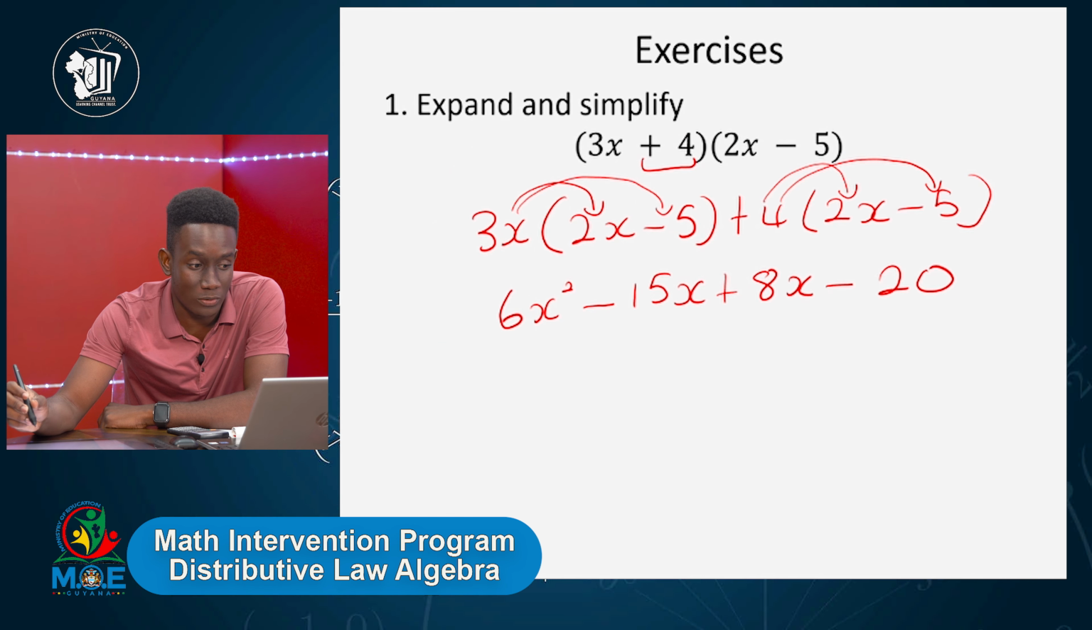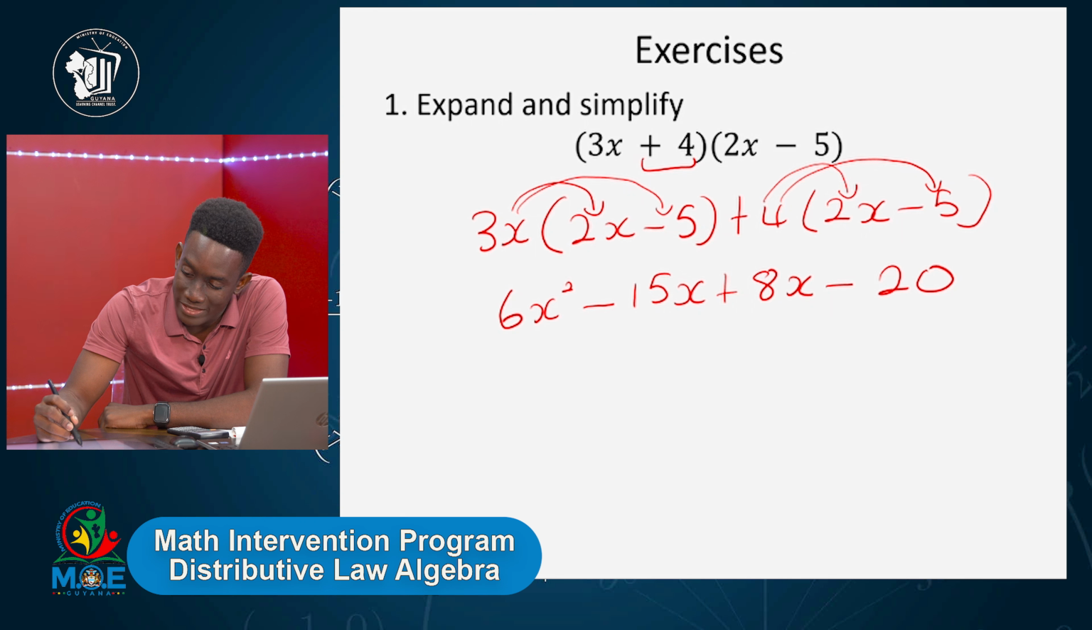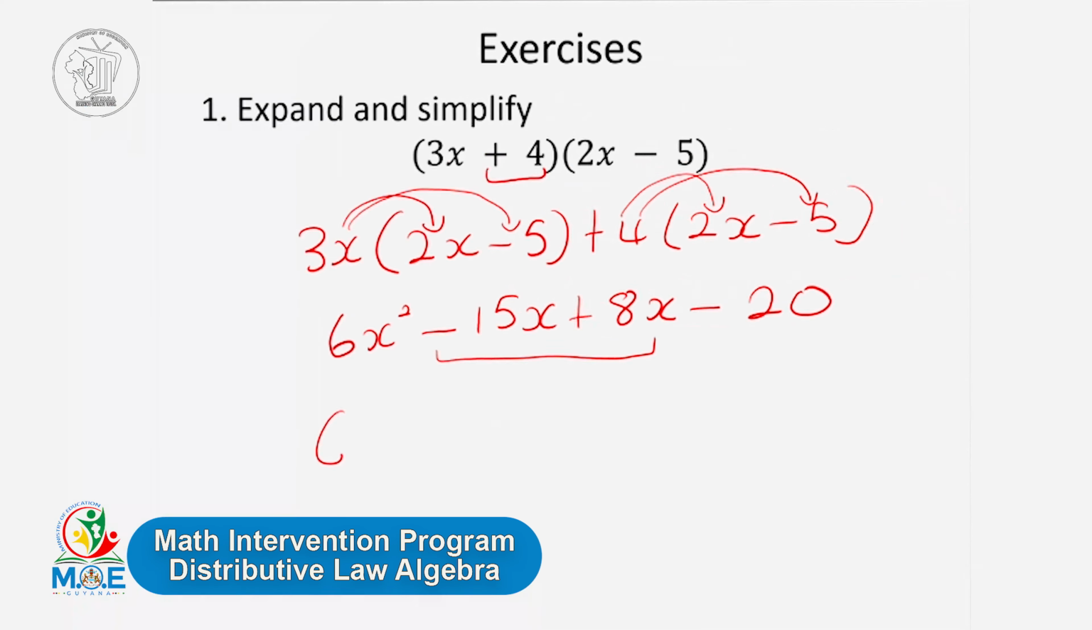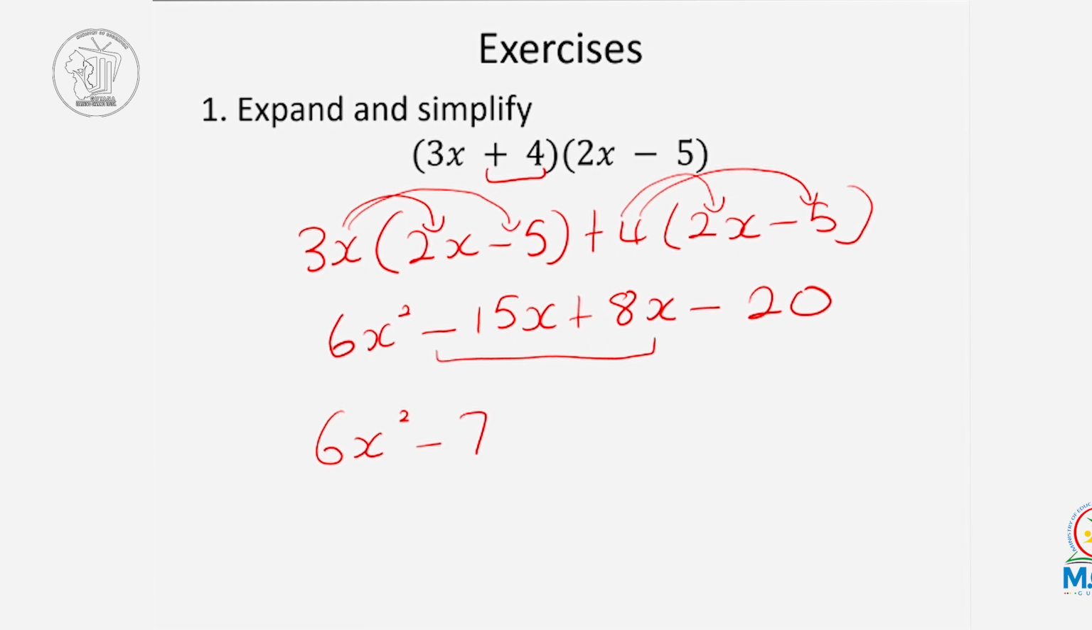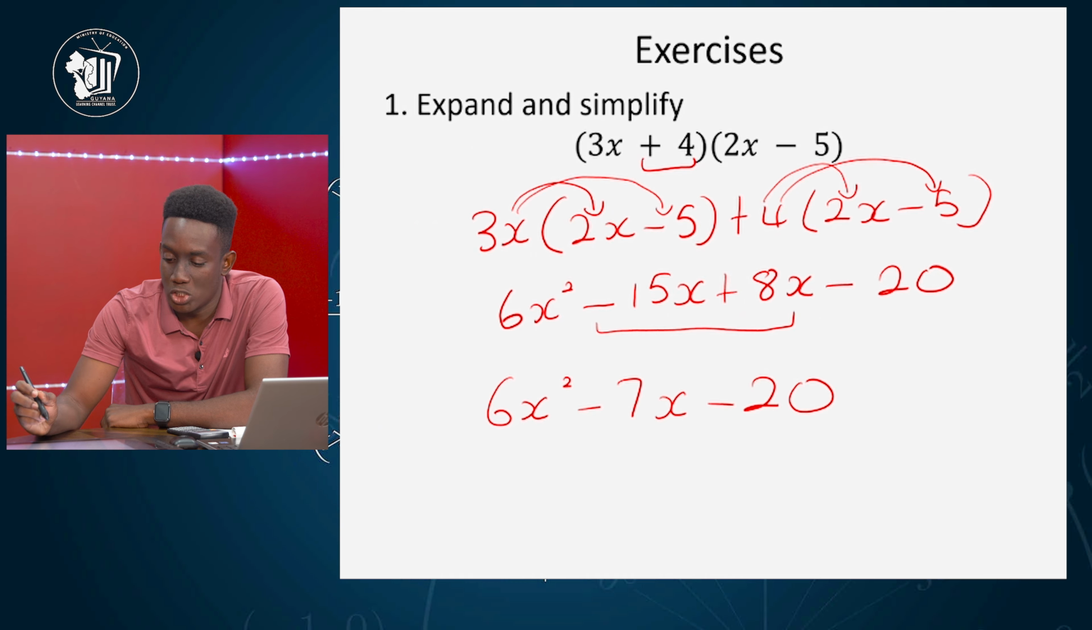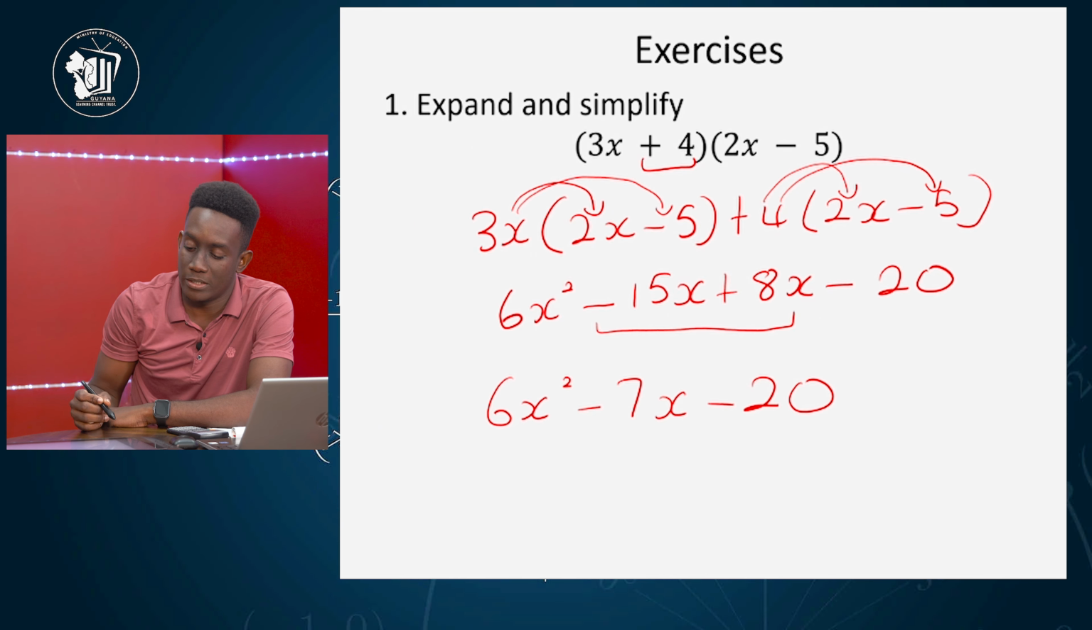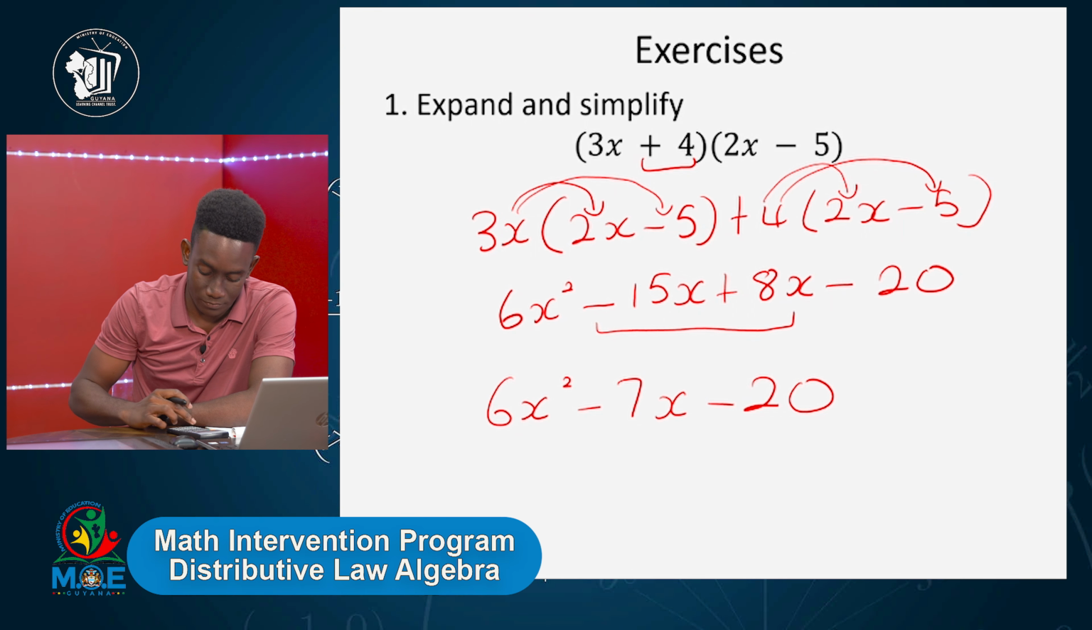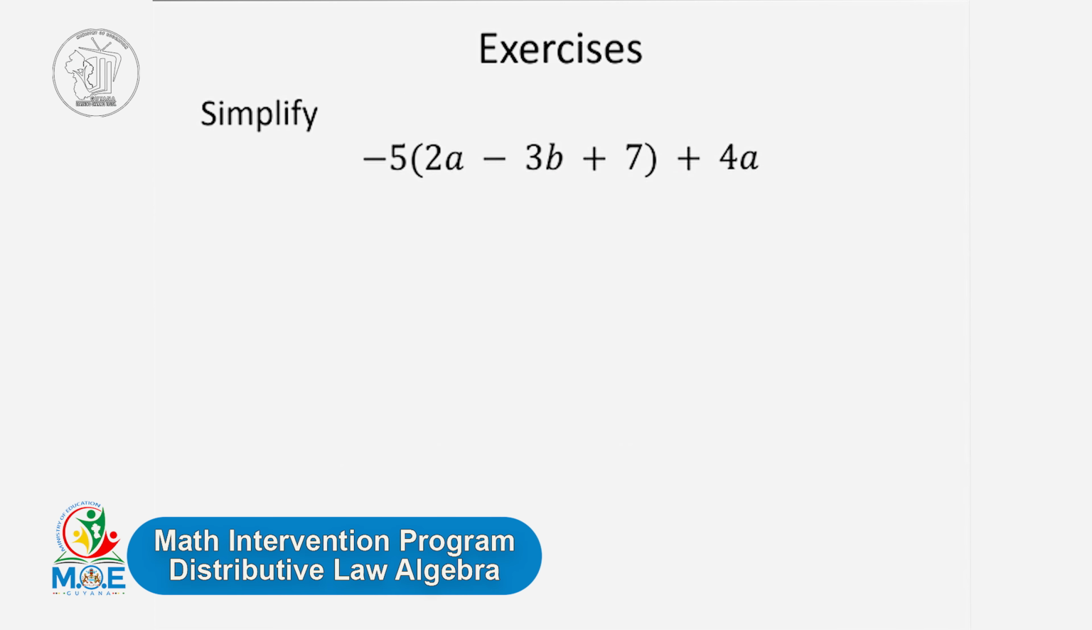And now we work out the like terms. So you have negative 15x plus 8x. So this will give me 6x squared. Negative 15x plus 8x would give me a negative 7x, minus 20. So when we simplify this, we'll end up with 6x squared minus 7x minus 20. Let's move on to another example.